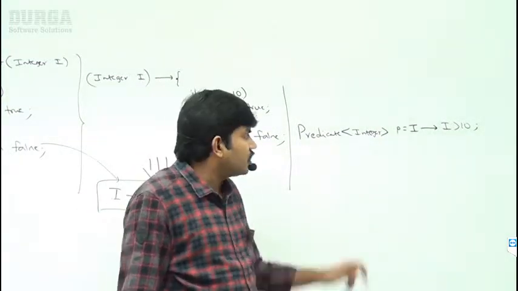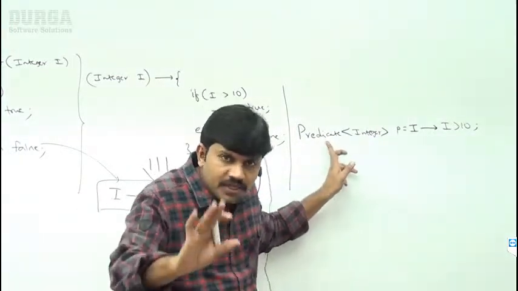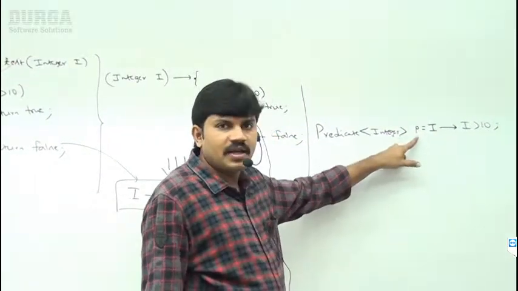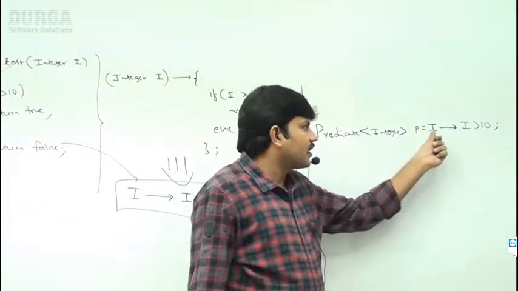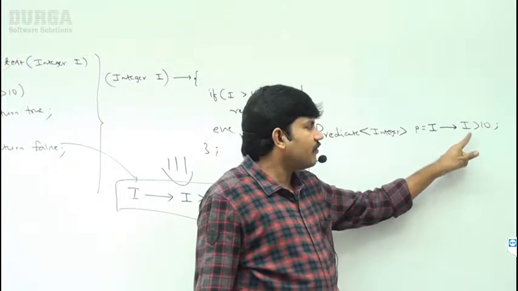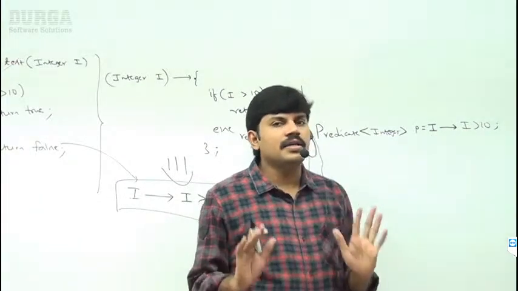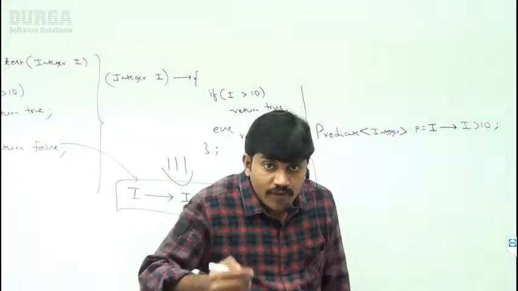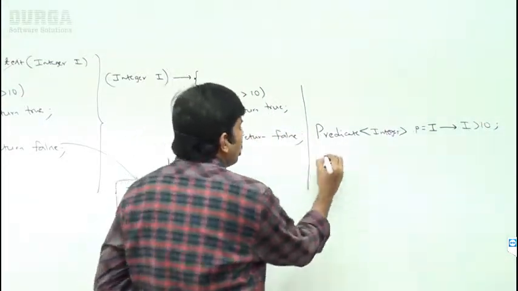What is it going to do, sir? Can you spell out? Predicate of Integer p, i gives. So it's a predicate, sir. This predicate can take i as the argument and it will perform which condition, sir? i greater than 10 or not. How can I call this one, sir? Very simple.